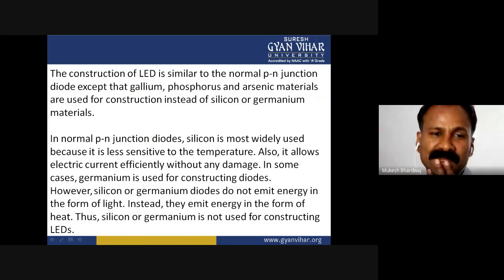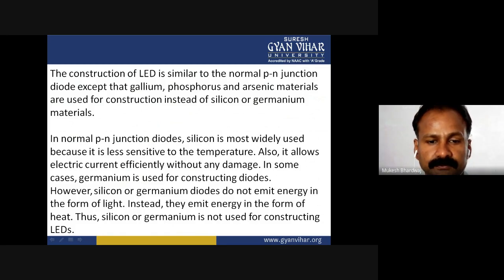The specific materials gallium, phosphorus, or arsenic are not going to emit energy in the form of heat. They emit energy in the form of light. That's why we use gallium, phosphorus, and arsenic materials instead of silicon or germanium materials.